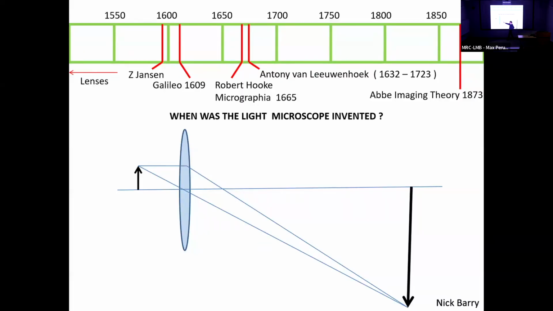But the microscope is very simple conceptually. You've got a lens, and a small object a little bit further than F away from the lens. You get a magnified image, and that's what you're looking at.